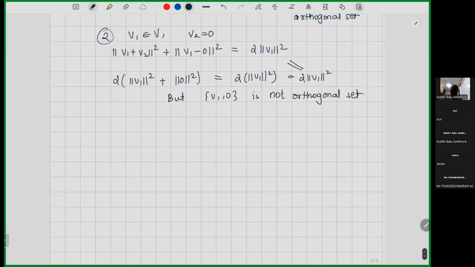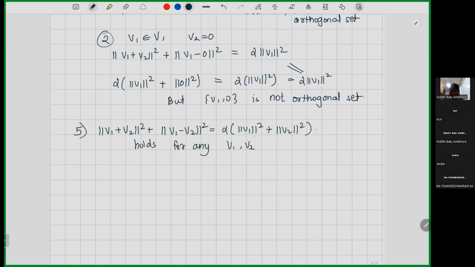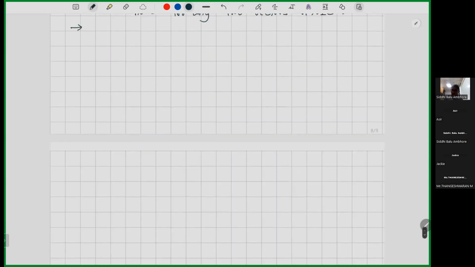Okay, so let us do this. The fifth one, which says that norm of v1 plus v2 square plus norm of v1 minus v2 square is equal to 2 times norm of v1 square plus norm of v2 square holds. Now they are saying for any two vectors v1 comma v2 in V. So let us check whether this holds for any.